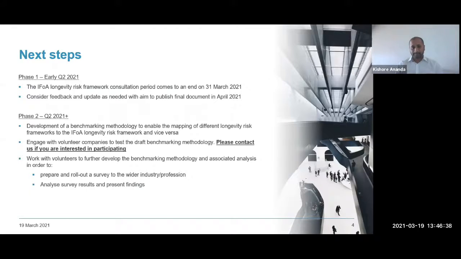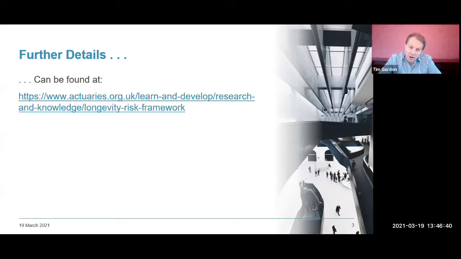So excellent. Well, thank you, Kishore, and thank you both for taking us through the new taxonomy, and for explaining the benefits of using the taxonomy in practice. As Kishore mentioned, the MRC is looking for volunteer companies to test the draft benchmarking methodology. So please let us know if you're interested in participating. If you are, please follow the link on the screen.